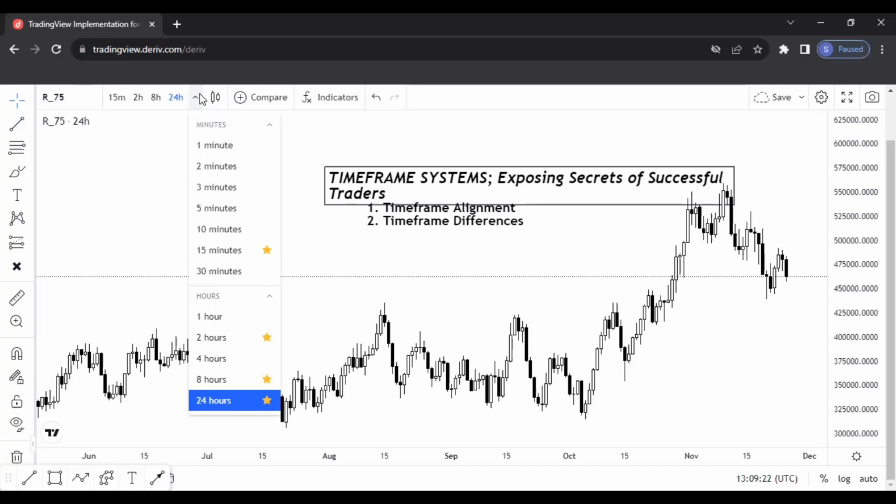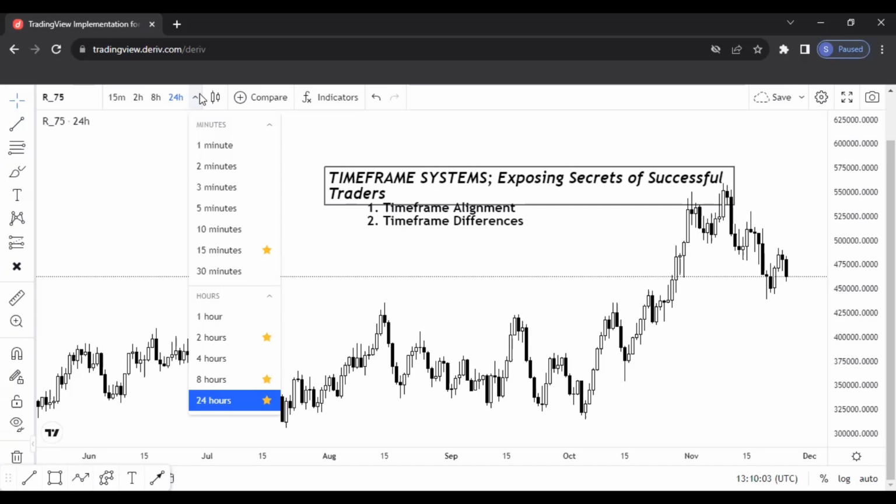So take note of that. For the minutes, we don't have 2 minutes, 3 minutes, or 10 minutes on MT5. But here we have 1 minute, 2 minutes, 3 minutes, 5 minutes, 10 minutes, 15 minutes, 30 minutes for the minute aspect. Then we have our hours. We have the 1 hour, the 2 hours. On MT5, we don't have the 2 hours. Then we have 4 hours, 24 hours, and the 8 hours here. But of recent, due to an upgrade from MT5, I think they've added some of these time frames, so you can check them out on your MT5 also.